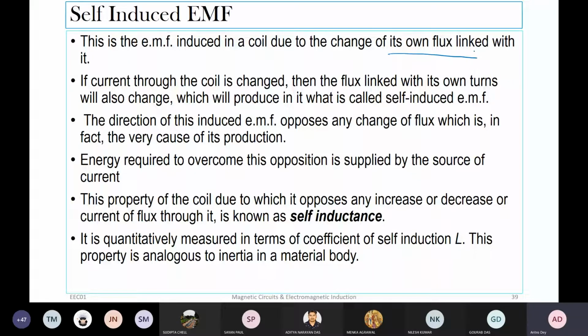So there will be two things. One is due to its own flux, another is due to the flux from a separate coil. That is called mutually induced EMF. So there are two kinds of EMF: self-induced EMF and mutually induced EMF. Self-induced EMF is the EMF which is developed due to the variation of its own flux. If the current through a coil is changed, then the flux linked with its own turns will also change, which will produce in it a self-induced EMF. The direction of this EMF opposes any change in the flux, in fact the very cause of its production, as per Lenz's law.